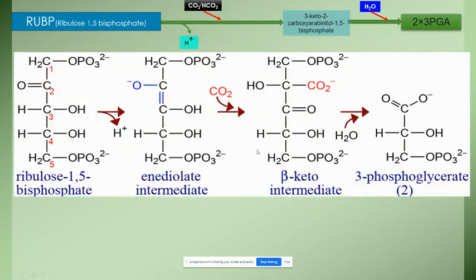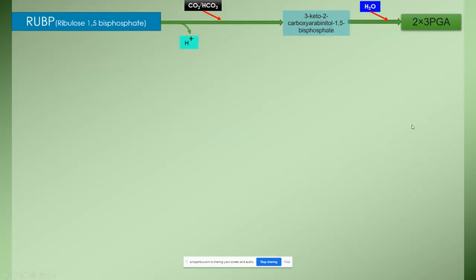This is an unstable compound, and it immediately goes through hydrolysis and produces 2 molecules of 3-phosphoglyceric acid. So 5 plus 1 is 6, and 6 splits into 2 three-carbon molecules. So this is the first step of the synthesis cycle. Clear? Yes, sir. Now go for the next step.